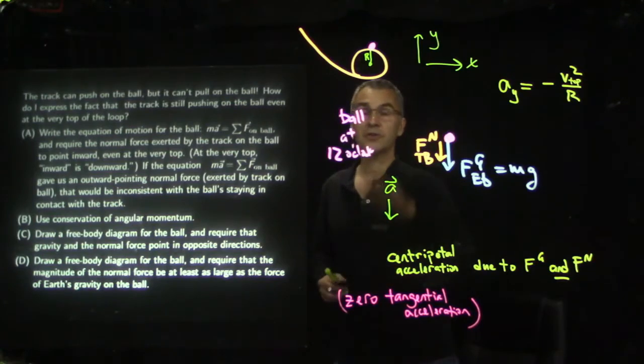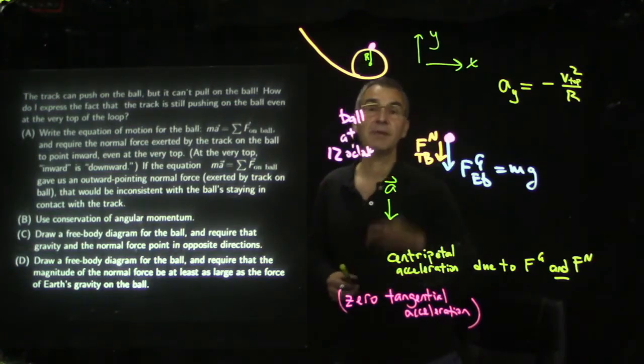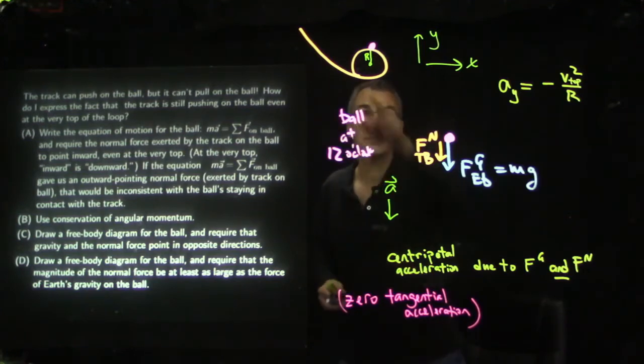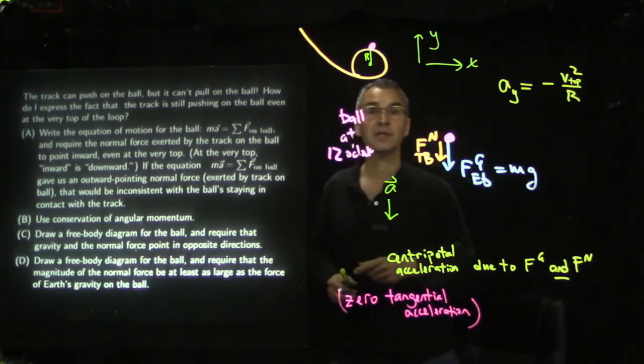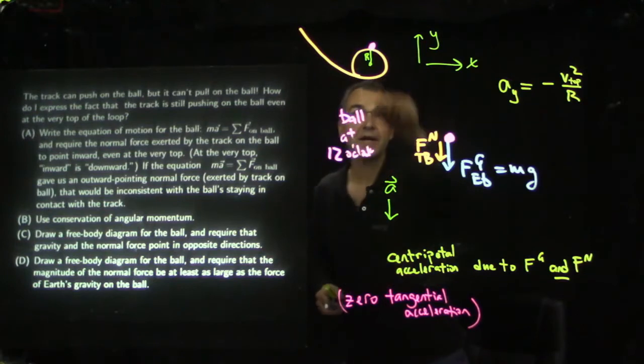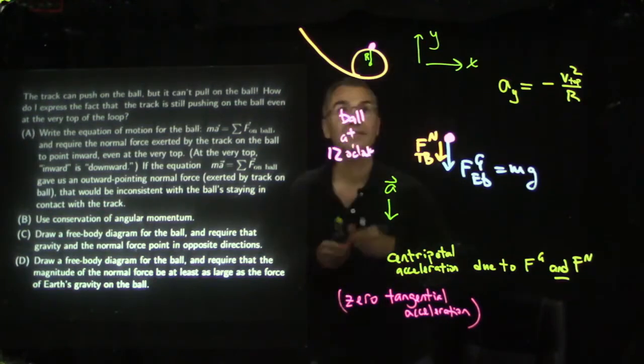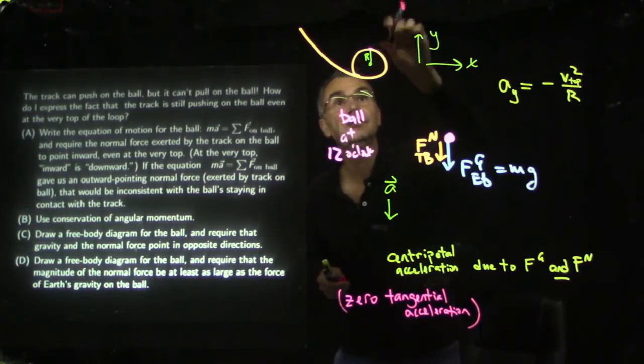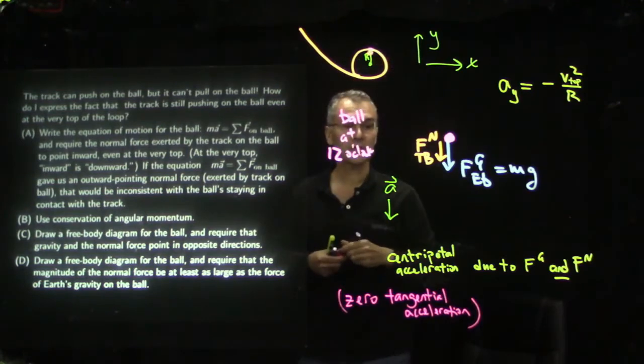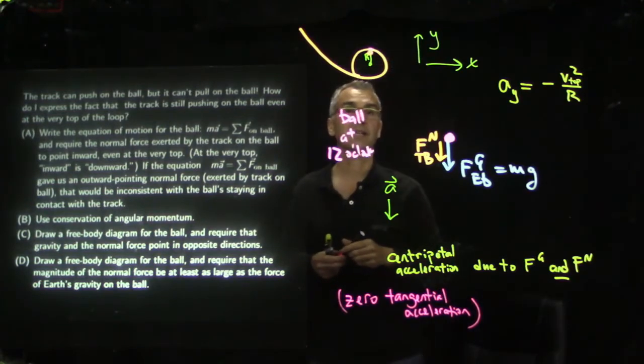Because then, in order to stay on a circle, imagine that you get to the top and the ball is not moving. The ball just reaches the top but it has 0 speed. What's the track going to do? The way I drew it here is kind of bad. The track can't do that. The track can only push on the ball. The track can't pull on the ball.